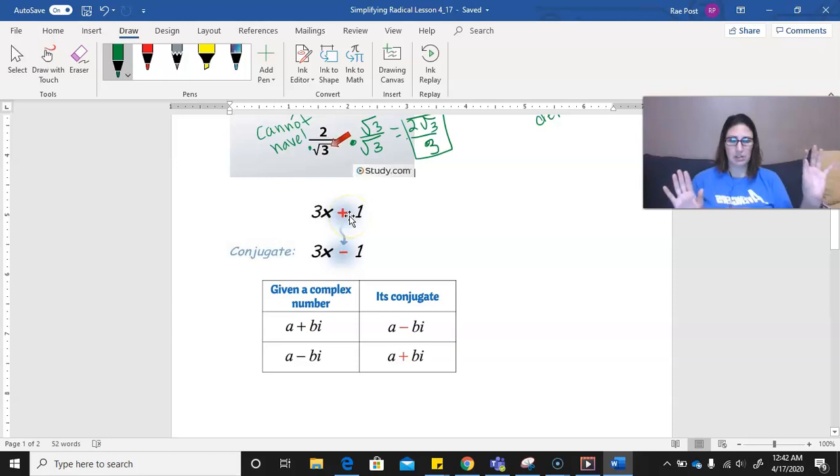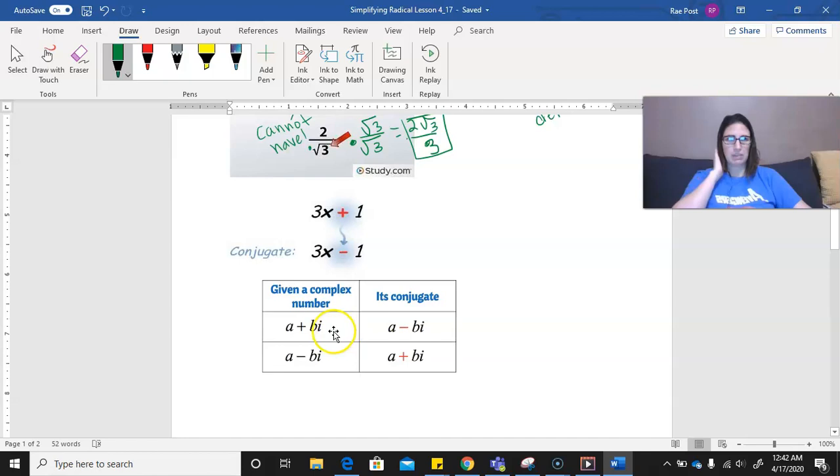So for example, these are not radicals. Just take a look and see. 3x plus 1, what's the conjugate of 3x plus 1? Well, the conjugate of 3x plus 1 is 3x minus 1. You just change the sign and flip it from positive to negative. You could do the reverse as well.